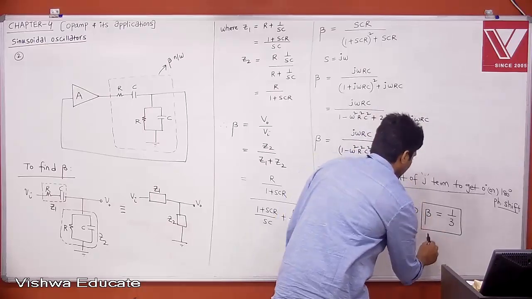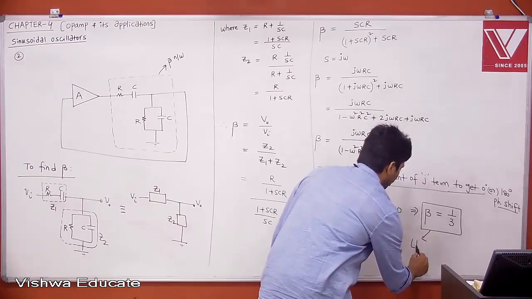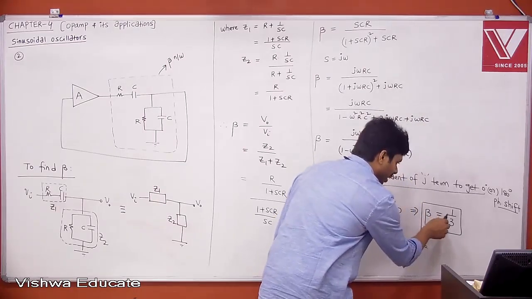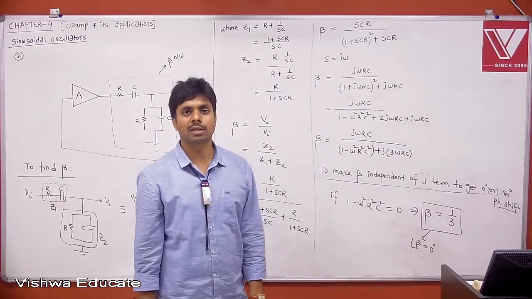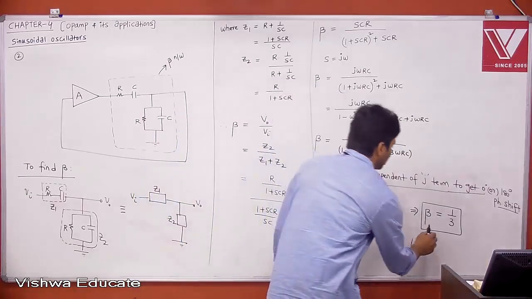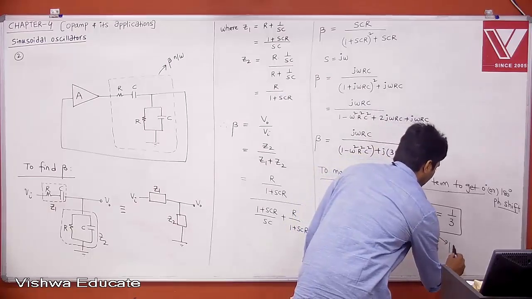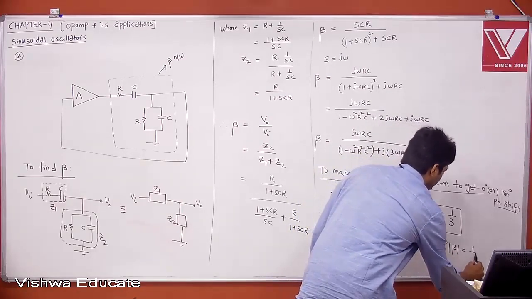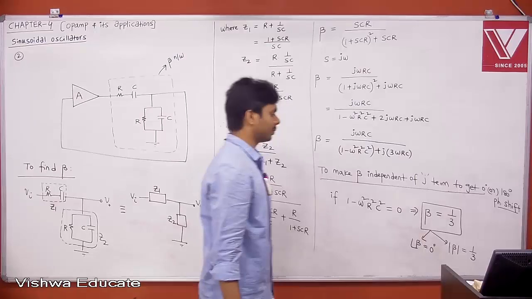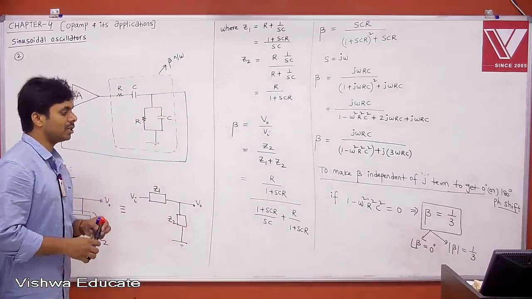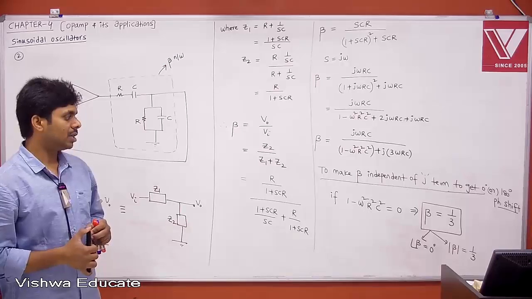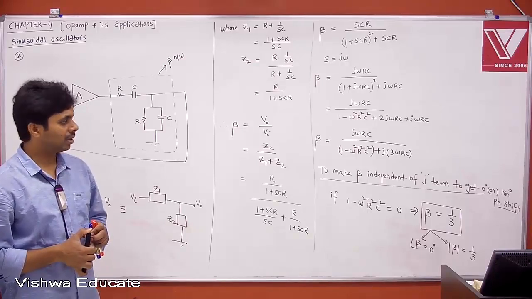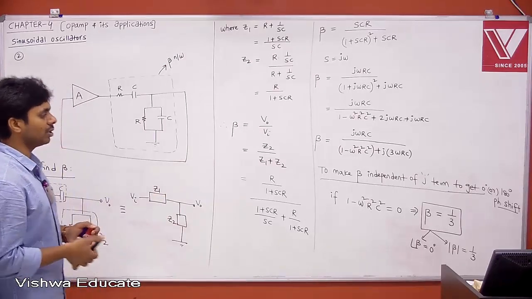What do you mean by this? What is the angle of beta? Are you getting a negative sign? No. Therefore the angle of beta is equal to 0 degrees. Your beta network is giving 0 degrees phase shift, and the magnitude of beta, the gain or loss, is nothing but 1 by 3. It is giving 0 degrees phase shift, and the loss factor is 1 by 3. Write it, then we will continue.